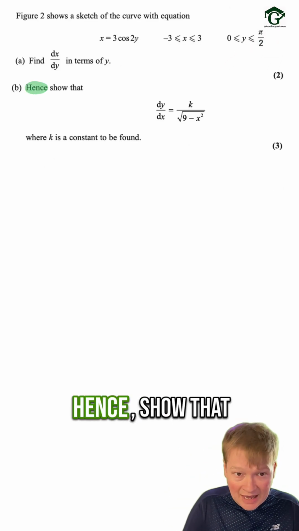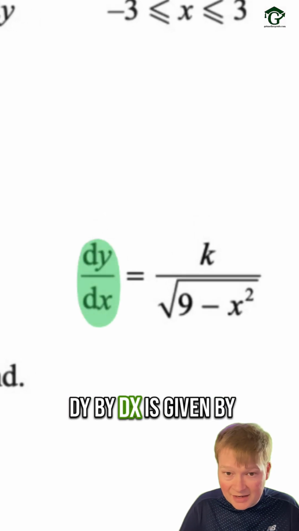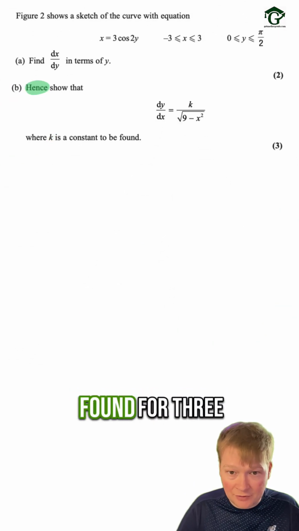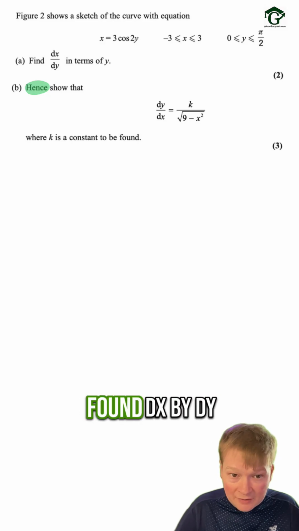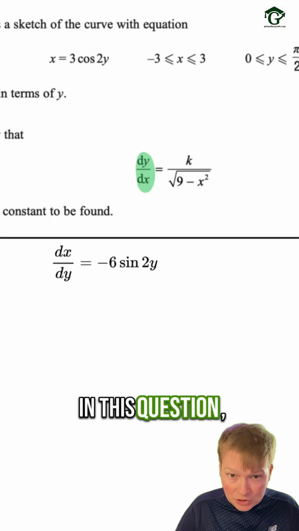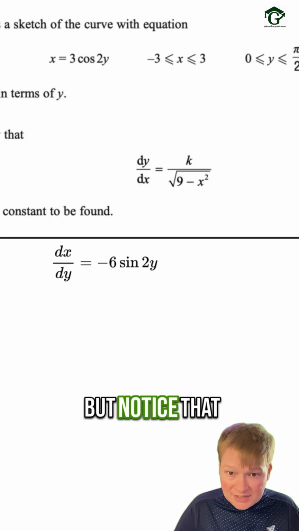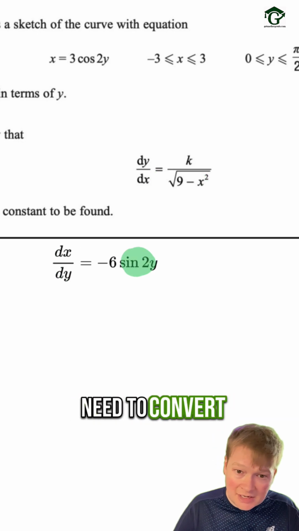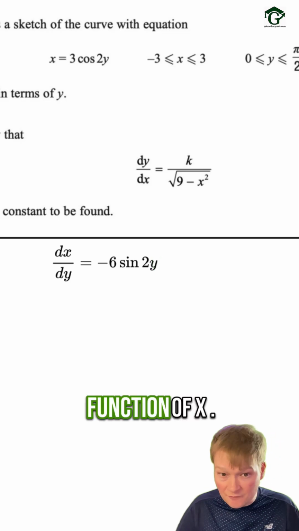Part B says, hence, show that dy/dx is given by this equation, where k is a constant to be found, for 3 marks. So in part A, we found dx/dy. In this question, we're asked for dy/dx, but notice that we're asked for dy/dx in terms of x. Here, we've got dx/dy in terms of y. So we're going to need to convert this y here into some function of x.